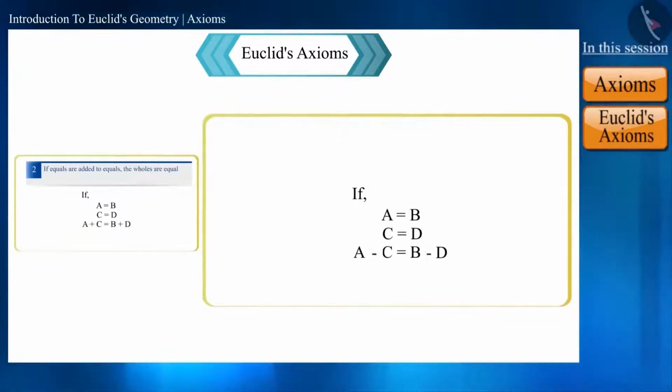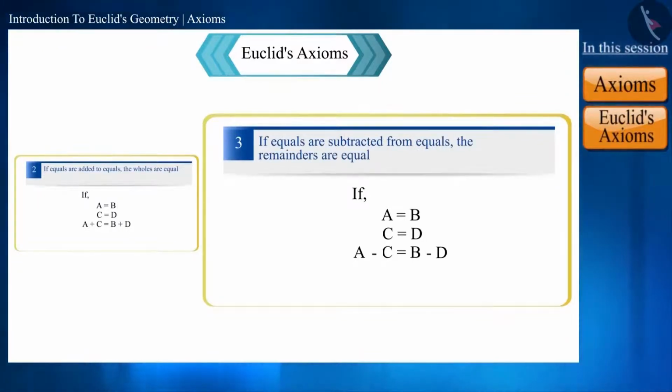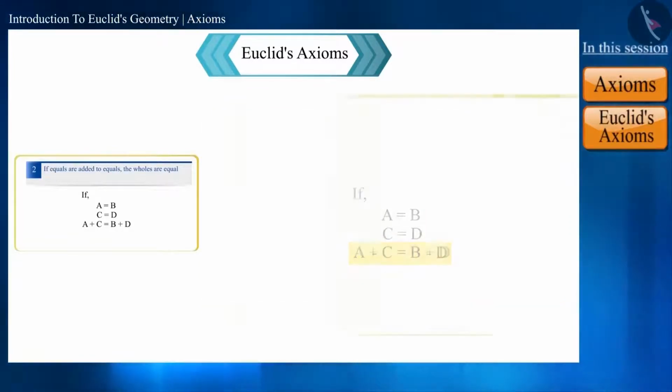If instead of adding it, what will happen if we subtract? Friends, think a little. Even then, will they be equal? Yes. According to Euclid's third axiom, if equals are subtracted from equals, the remainders are equal. That is, A minus C will be equal to B minus D.